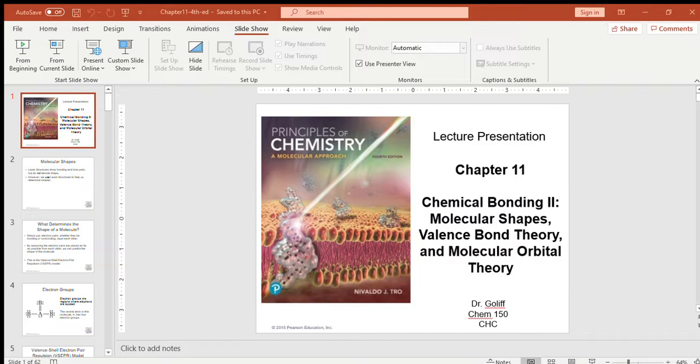4 electron groups, my electron group geometry is tetrahedral. I have sp3 hybridization. 5 electron groups, trigonal bipyramidal, sp3d hybridization. There's my shape. And 6 electron groups, I have an octahedral shape. My hybridization is sp3d2. And I'll run through these examples and how to do these in the next lecture.